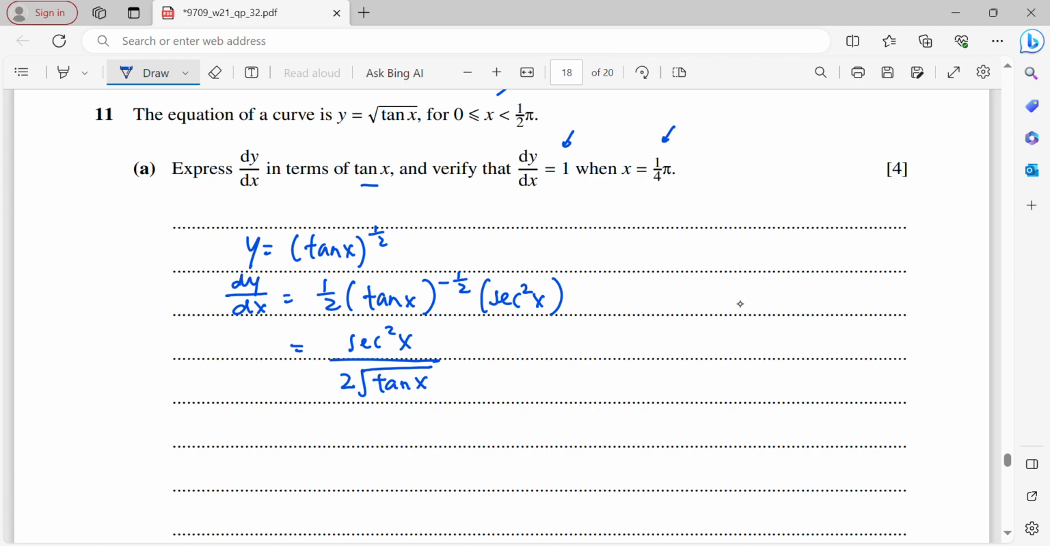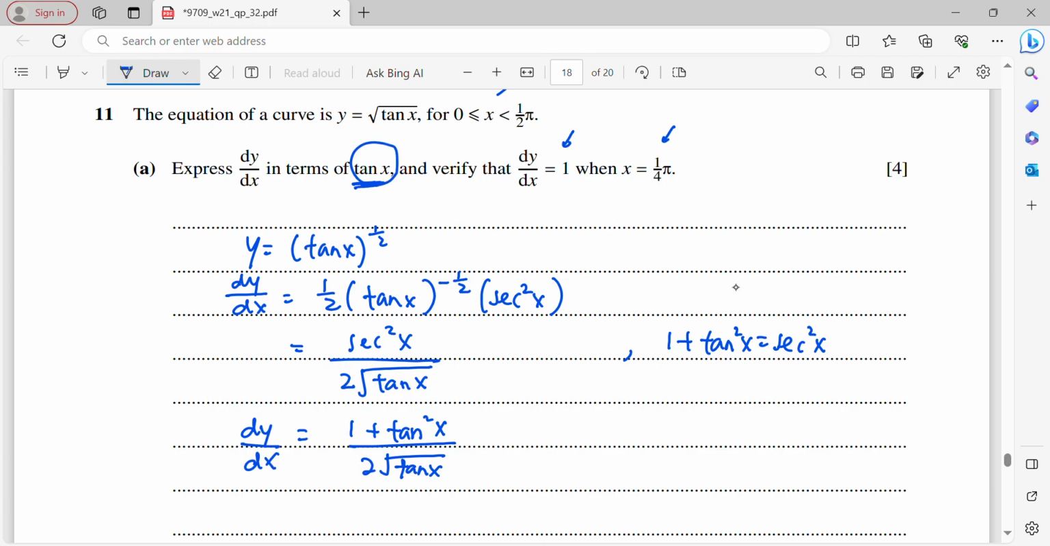In terms of tan, right? I overlooked it. Now to simplify the sec squared x, use the formula 1 plus tan squared x is sec squared x. Therefore, I will change it to (1 plus tan squared x) over 2 square root of tan x. So this is your dy/dx, which is in terms of tan x.